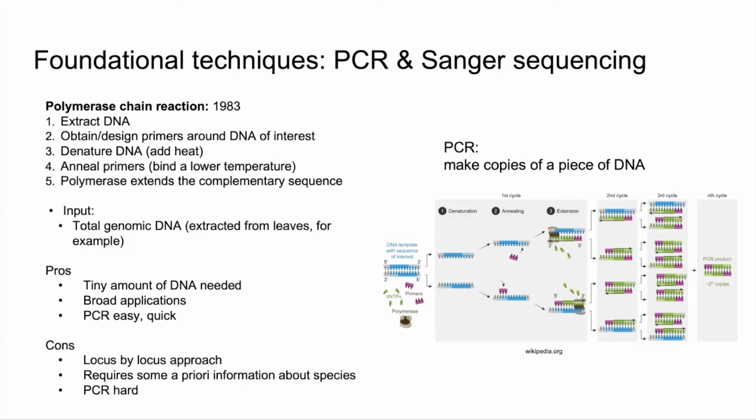PCR can be really easy and quick once you know what your cycle conditions should look like and what your recipe for the combination of DNA primers, DNA template, and your enzyme is. But it can also be really hard if you don't know exactly what those are. It is a locus by locus approach. So when you're doing these reactions, you need to isolate the one locus for one sample separately. And so you do many PCR reactions to complete a study typically. And it does require some a priori information about species, since you need to know what those primer sequences should be.